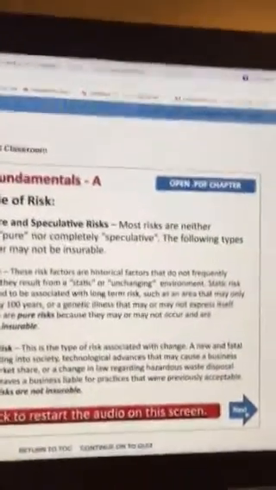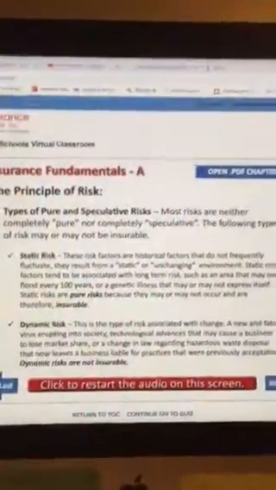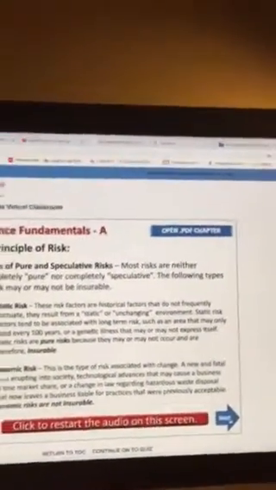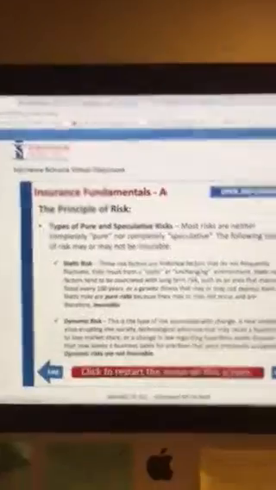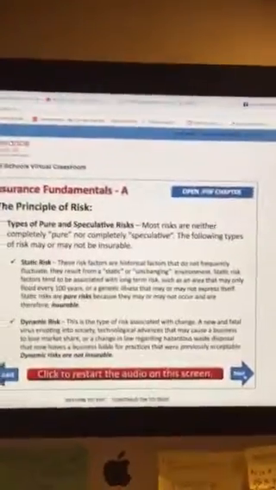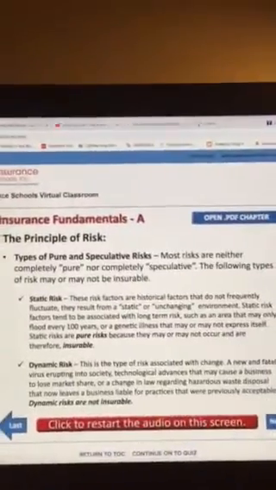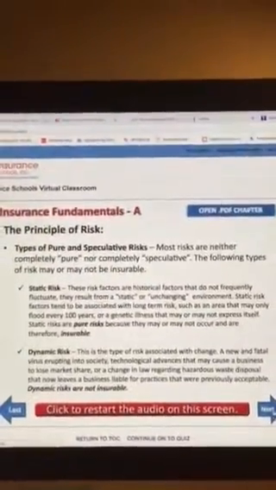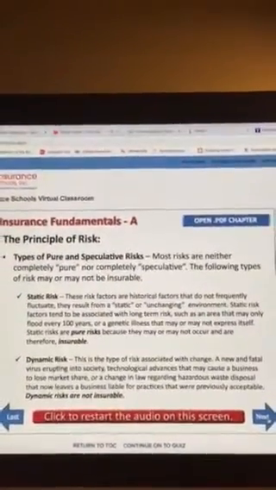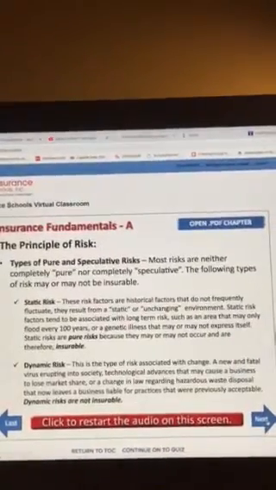A dynamic risk is associated with change. For example, a new and fatal virus erupting into society, technological advances that may cause a business to lose market share, or a change in law regarding hazardous waste disposal, that now leaves a business liable for practices that were previously acceptable. Dynamic risks are not insurable.